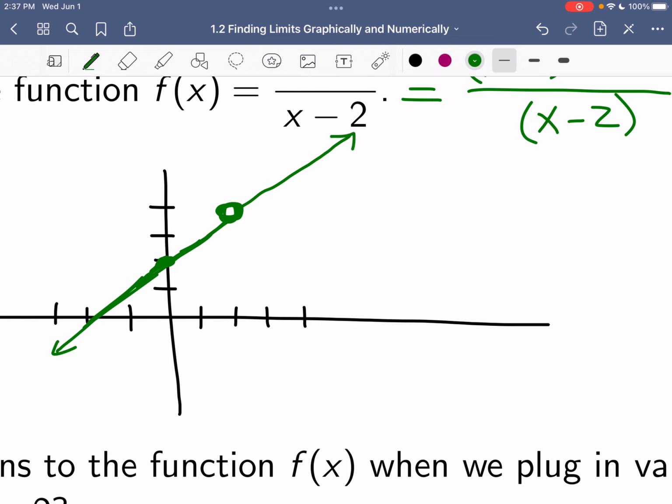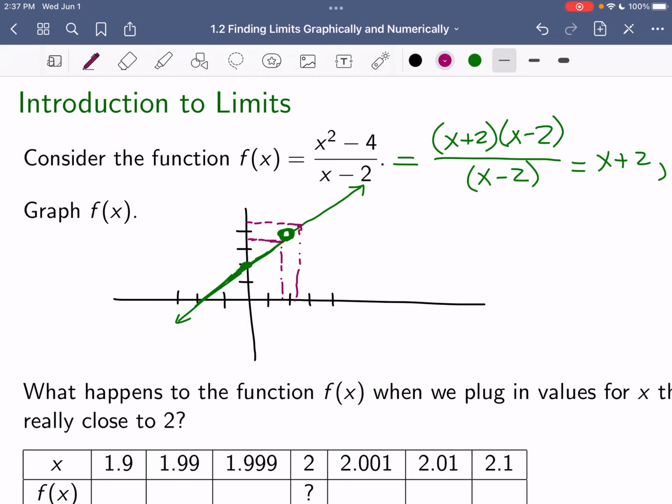With this graph, if you were to take a value a little bit smaller than 2, then you're going to end up with a value a little bit smaller than 4. If you have a value a little bit larger than 2, you'll end up with a y value a little bit larger than 4. And so when we think about limits, we're going to ask ourselves, what happens as this point down here gets closer and closer to 2 itself? When that value of x gets closer and closer to 2, what's happening to this y value? Is it getting closer and closer to a particular value?